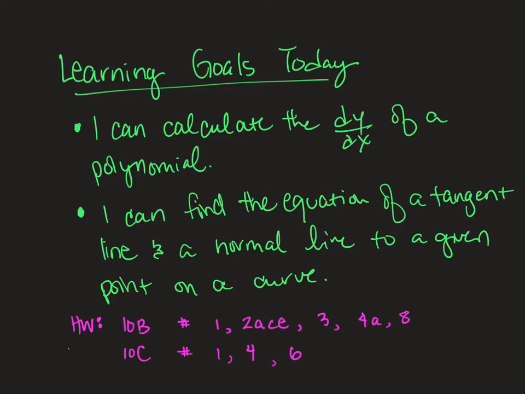Okay, so we got a couple of learning goals today. First one is to be able to calculate the derivative of a polynomial. The second one is to be able to find the equation of a tangent line or a normal line to a given point on a curve. And this is going to be our homework.